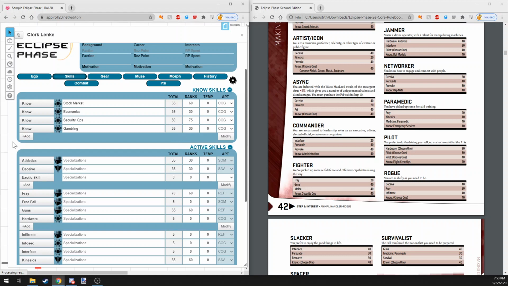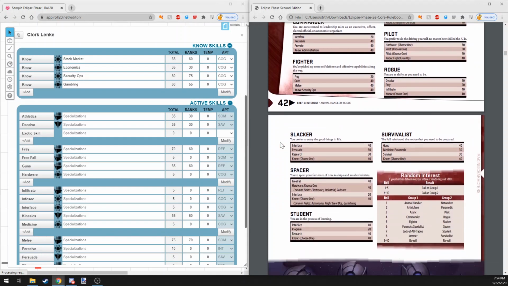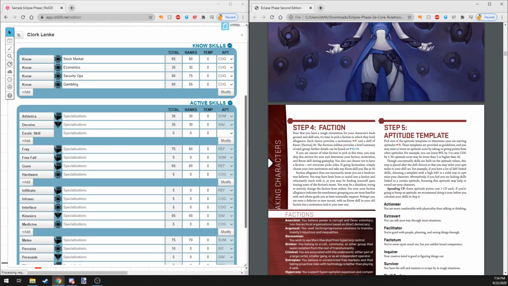Now, if you're moving ranks around from a knowledge skill, it has to be moved to another knowledge skill. So you couldn't move 25 points from security ops into, say, athletics. So I'm going to move that to gambling, because it seems exciting. Maybe I'll have a mark that I have to kill who's in a casino, and it just seems like it would be a fun skill to have. All right, and now that I've done that, I've chosen my interest. So now we're going to scroll down.